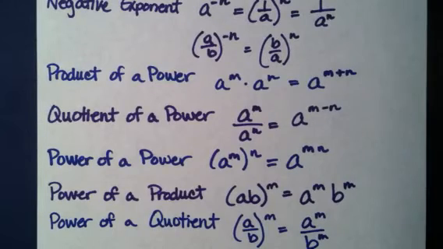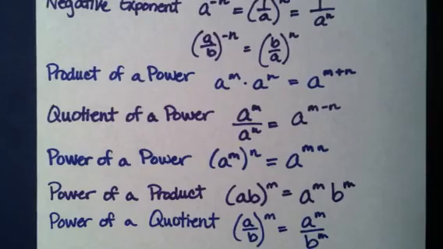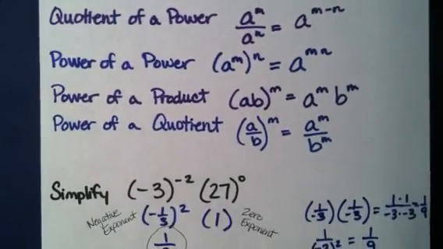The power of a quotient shows us that if we have a fraction in parentheses and an exponent on the outside, we can apply that exponent to both the numerator as well as the denominator separately. Okay, let's do an example.